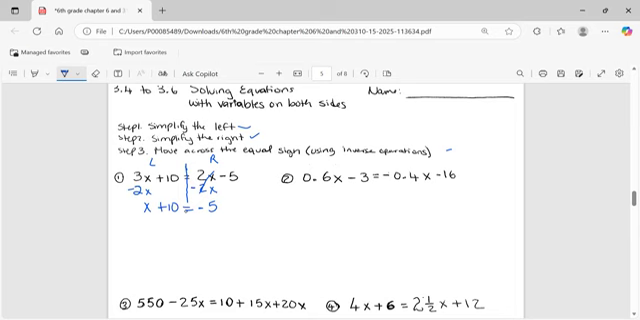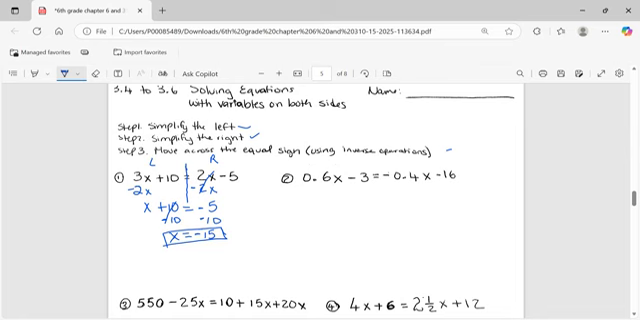Now I'm looking at this equation. x plus 10 is equal to negative 5. To get x all by itself, which it is, I have to subtract 10 on both sides, so that now x is equal to negative 5 minus 10, and that's negative 15. My x is equal to negative 15.